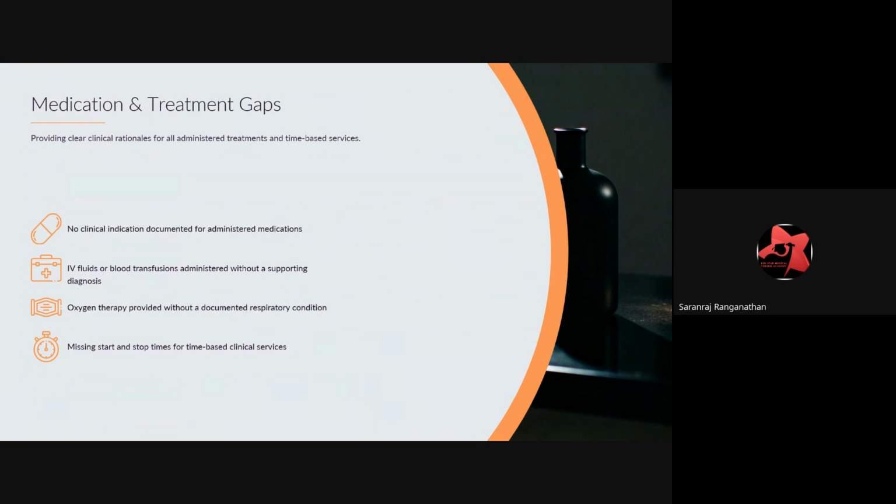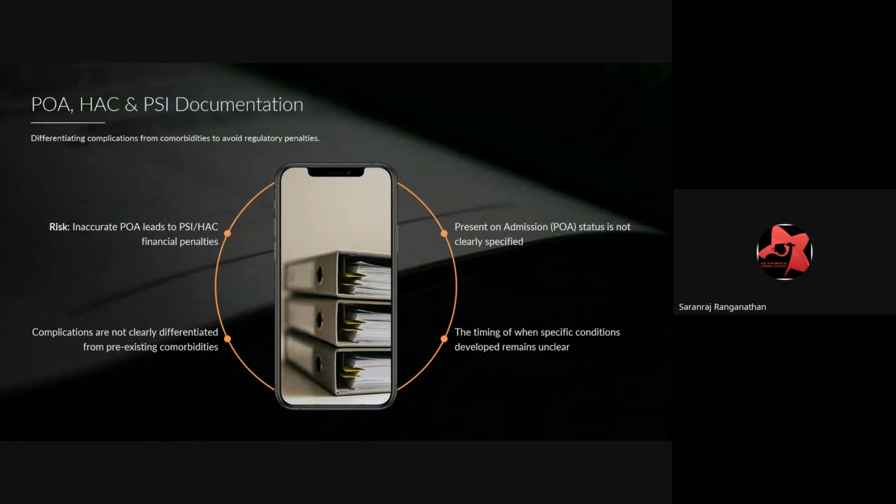No clinical indication documented for the administered medication, then IV fluids or blood transfusion administered without supporting documentation, oxygen therapy provided without documentation of a respiratory condition, and missing start and stop times for the time-based clinical services. Okay, these are all very mandatory. Overall, we are trying to picture how the documentation should be complete, and how the gaps should not be there, so that I can code without any problem.